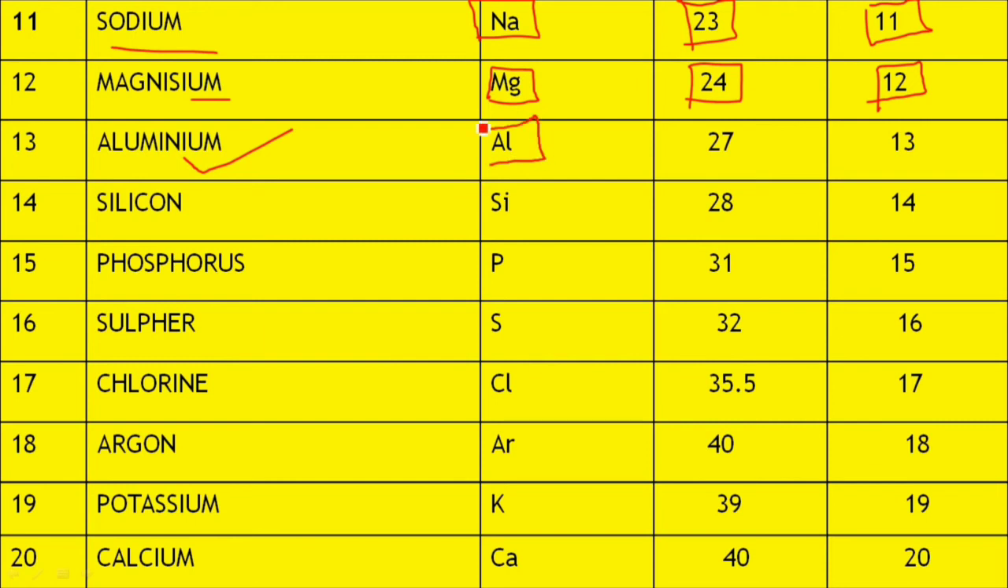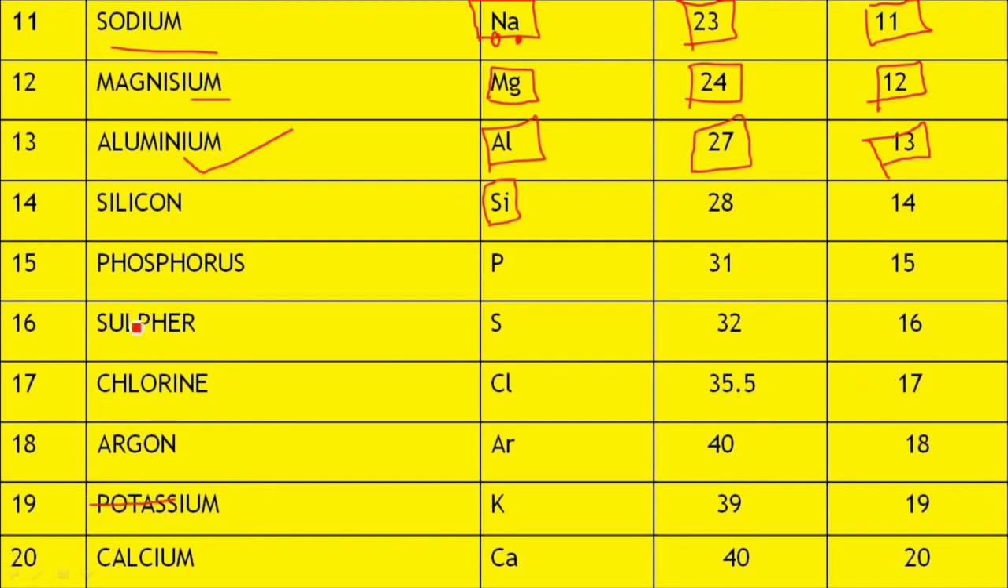I am repeating once again. For sodium, N is capital and a is small. Don't forget to write like this, because you may lose marks in your exam if they ask for the symbols. Aluminium is not completed. Its atomic weight is 27 and its atomic number is 13. And next, silicon.